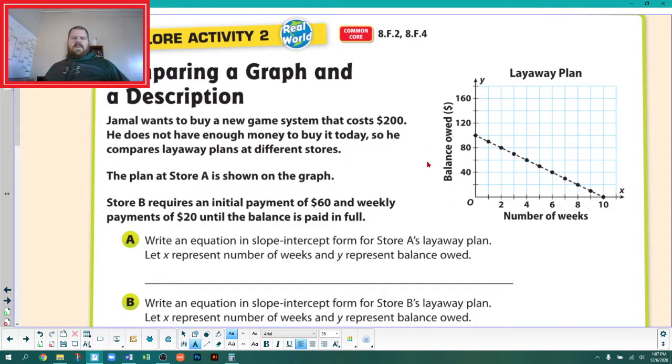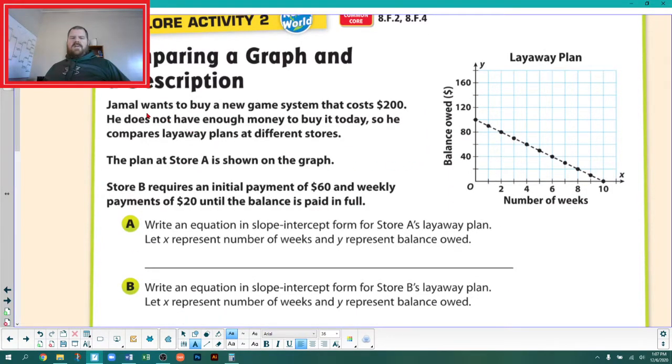Okay, let's compare a graph and a description. So it says Jamal wants to buy a new game system that costs $200. Not many of them cost $200 anymore. He does not have enough money to buy it today, so he compares layaway plans at different stores. The plan at store A is shown on the graph. So what this looks like, just to talk it out, is that, that's a weird way to show it. 20, 40, 60, 80, 100.